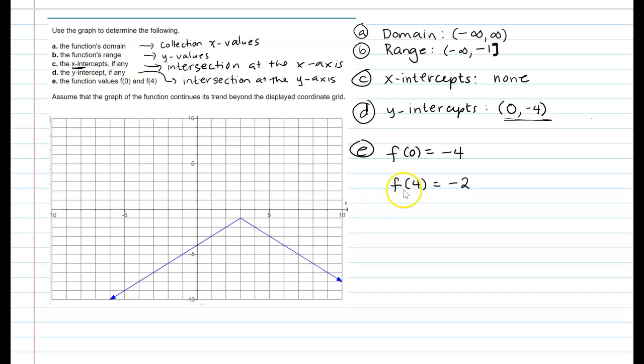Okay, again, locate x equals 4. It is this point here. And then look at the graph. So this is the point on the graph where x is equal to 4. Now look at the y coordinate of that point. The y coordinate of that point is this point here, which is -2.